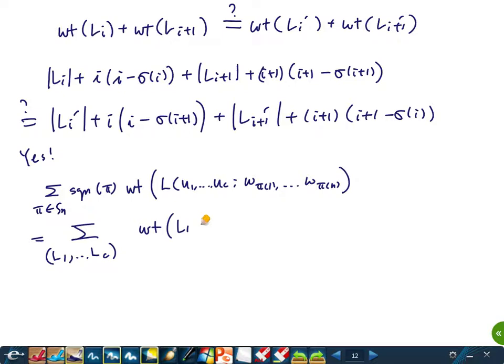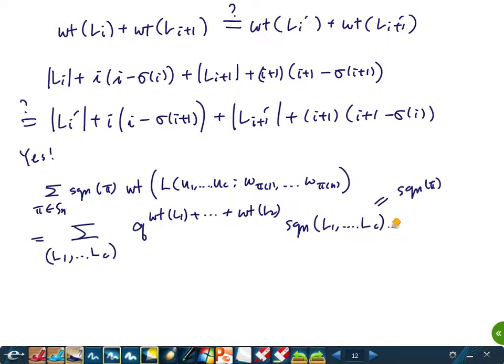To be consistent with that, I think we should have something like Q to the weight of L1 plus dot dot dot weight of Lc. And they all are canceled with the sign of L. Again, this is going to be the sign of the permutation pi if the ending points are switched according to this permutation pi. Then after the cancellation, we have non-intersecting lattice paths, and Q to the weight. And the sign is always 1, because we have only the identity permutation.